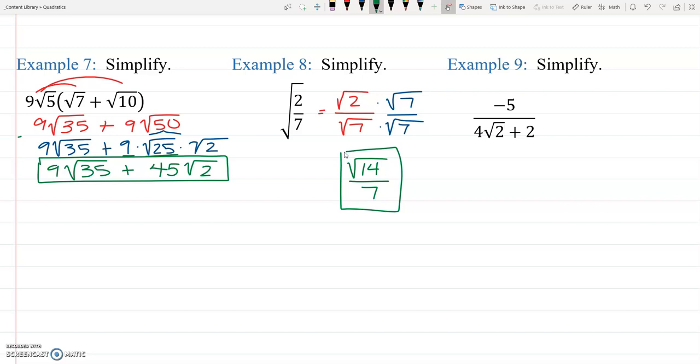Okay? Alright, example 9 is going to take extra time to explain. So I'm going to stop there at example 8 and then I'll just do one more video for example 9.